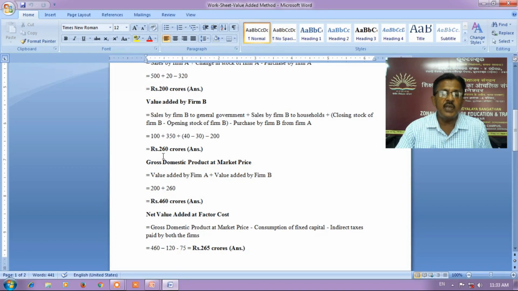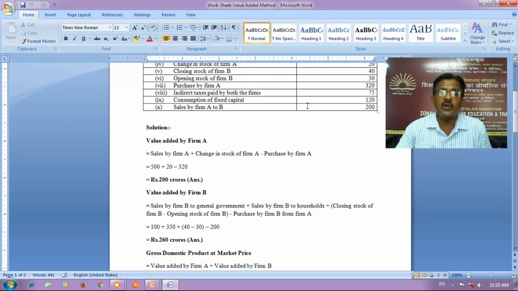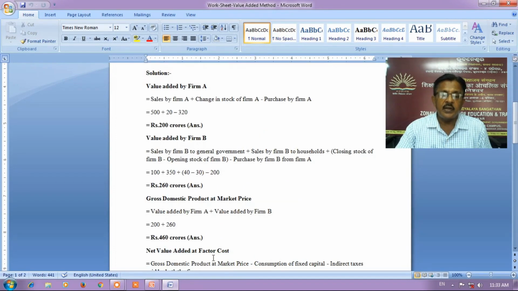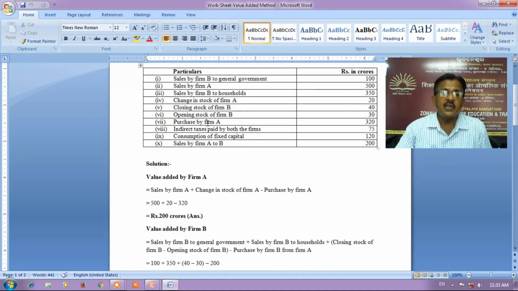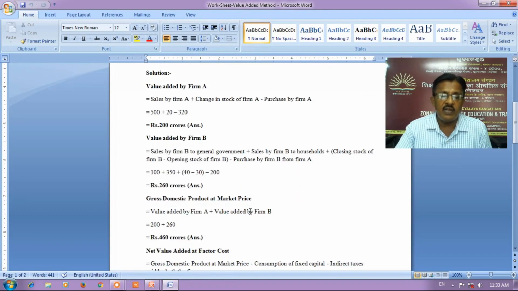Because GDP is 460, minus this consumption of fixed capital given over here, 120, and this indirect taxes, you see, indirect taxes paid by both the firms, that is 75.